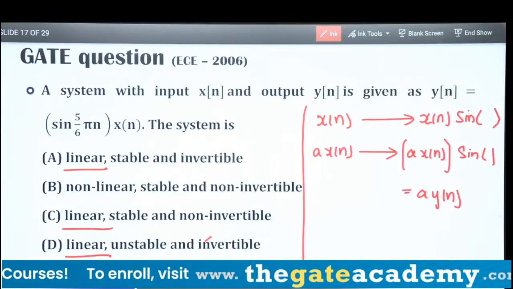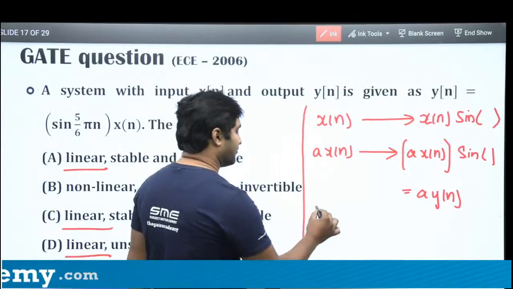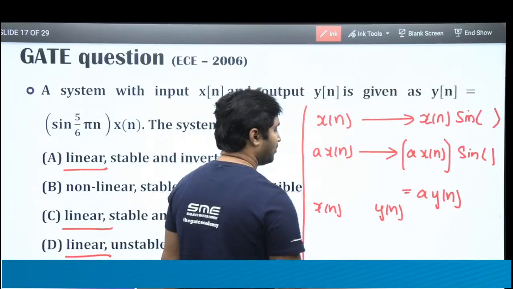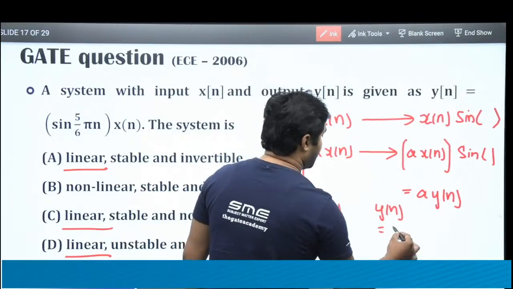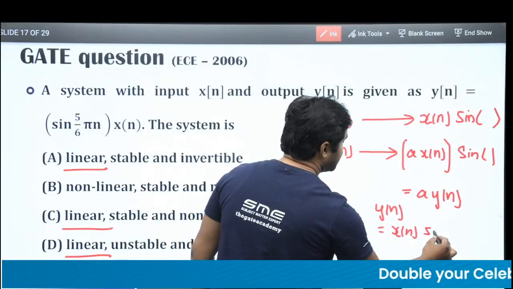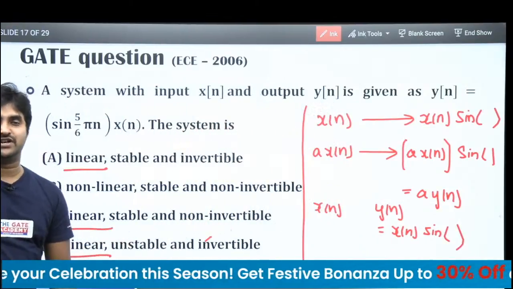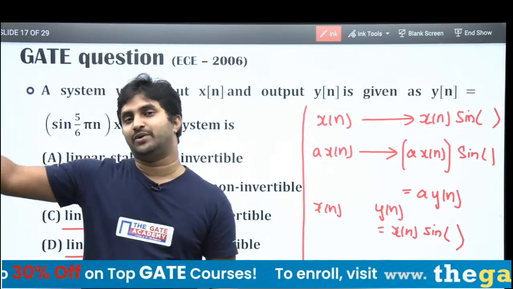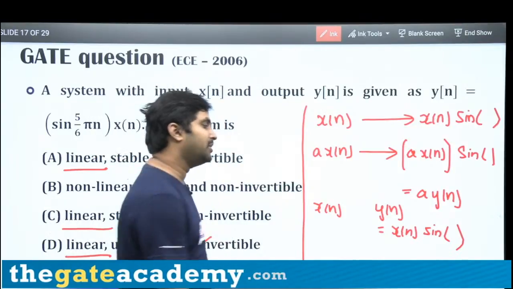Is it stable? Definitely yes, it is stable. Why, sir? The input is x of n, the output is y of n. The output is nothing but x of n multiplied by some sine function. Is the sine function a bounded function? Simply speaking, it oscillates between 1 and minus 1, right? So it is a bounded function.